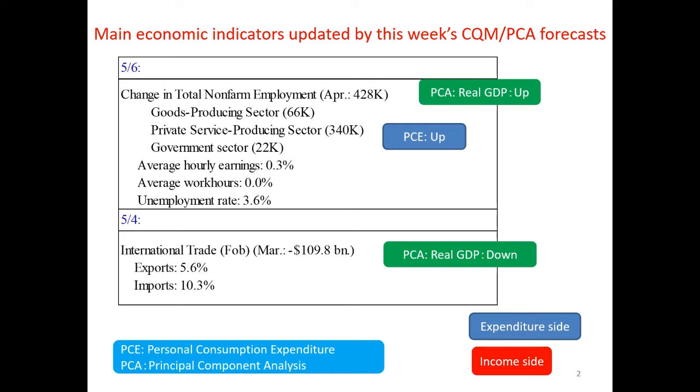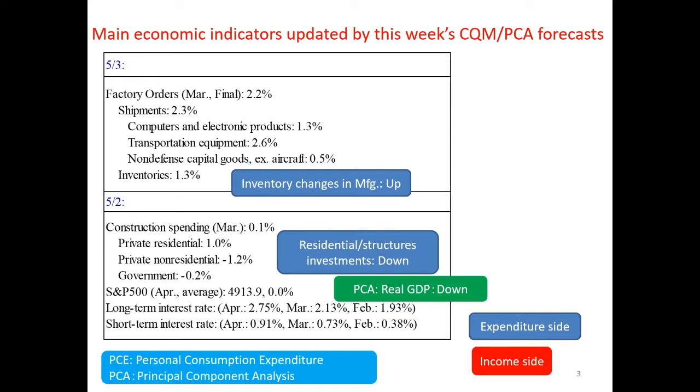The March international trade revised the real GDP of PCE forecast downward, while April employment adjusted the real GDP upward. Inventory changes in manufacturing industry were revised upward. Residential and structural investment were adjusted downward. Stock prices modified downward real GDP forecasted by PCE.